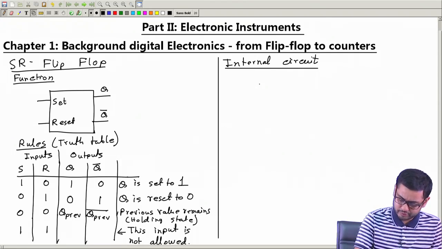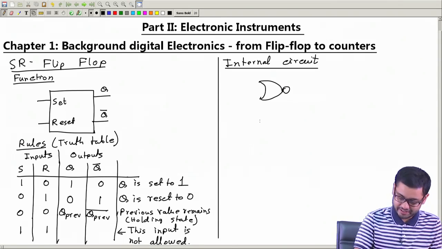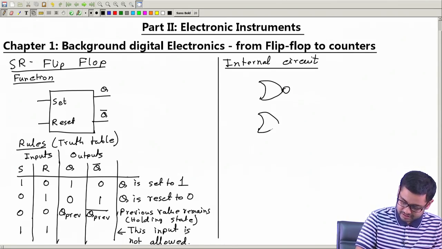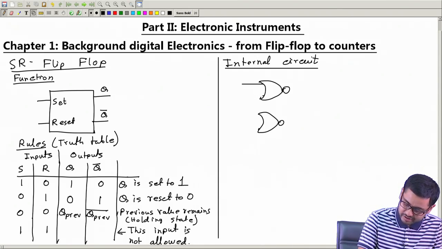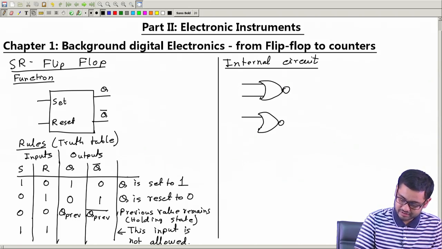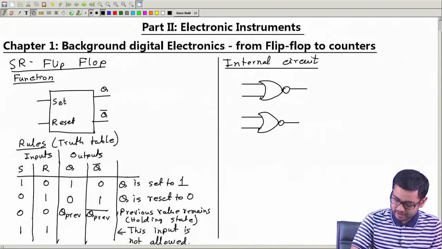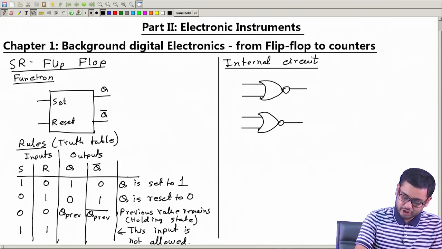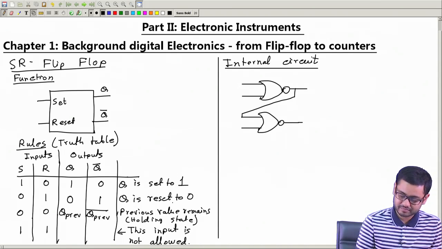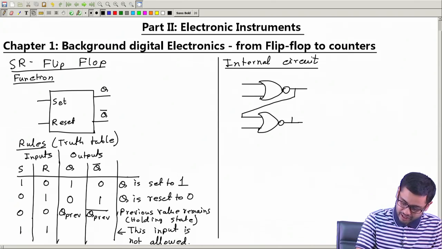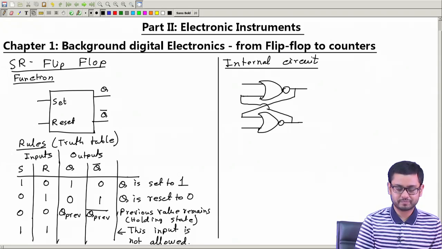Internal circuit is very simple. We basically have, what is this? A NOR gate. This is another NOR gate. Two NOR gates. Each of them will have two inputs and one output. The way we will make the circuit is that we will connect the output of one to the input of the other, and similarly the output of the other goes to one of the inputs of the first one.